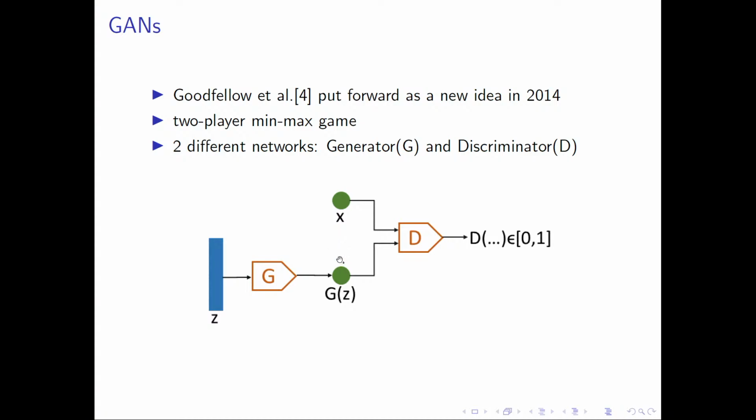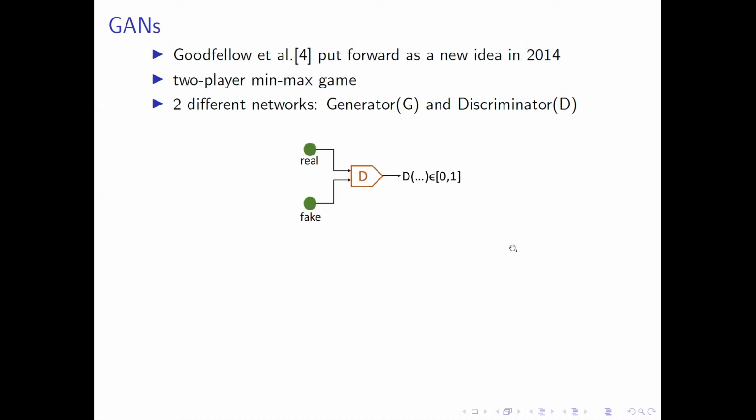And the discriminator takes two different kinds of data, which I will explain a little bit later, and gives an answer between 0 and 1. Let's first check the discriminator. The discriminator receives data from two different sets. One is the real data set, and one is the fake data set, and it tries to decide whether the data it receives is fake or real.